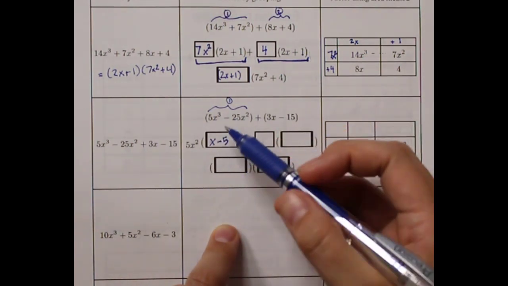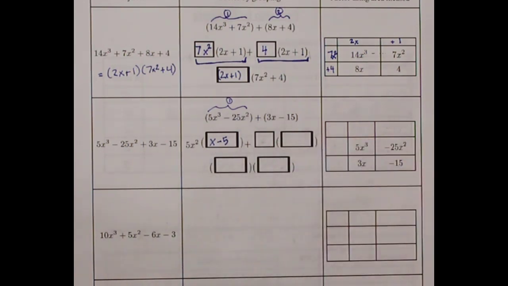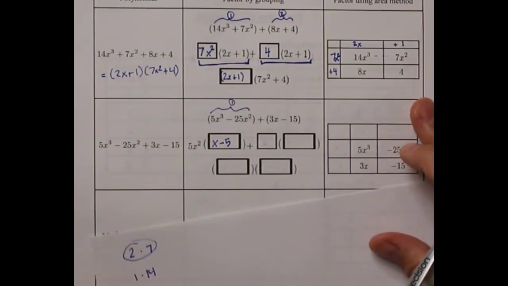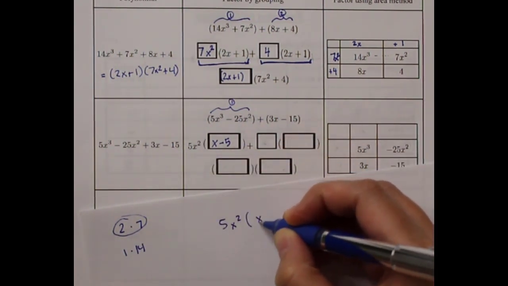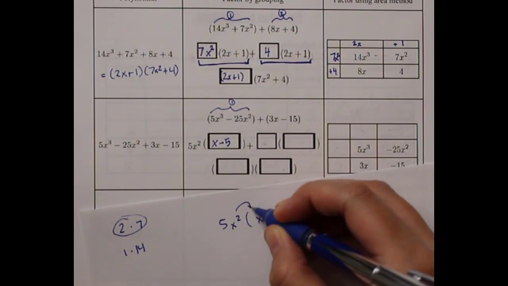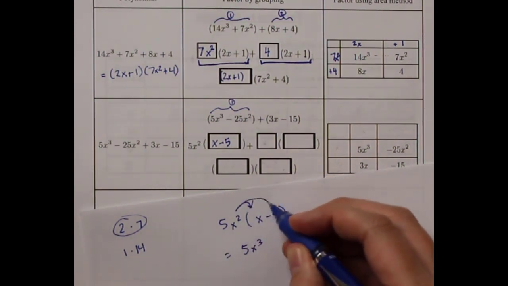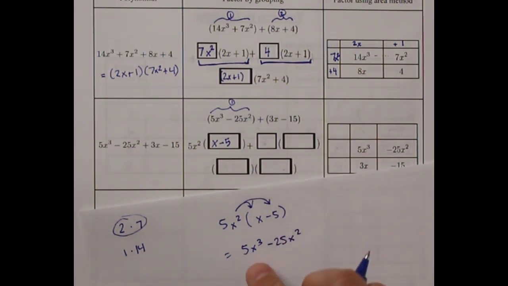And so if this is confusing, double check. If you bring this 5x squared back in, I'll show it on another paper real quick, you can make sure that you got this right. So we have 5x cubed when we distribute, and negative 25x squared also, which is where we just came from. So that's a good way to check.